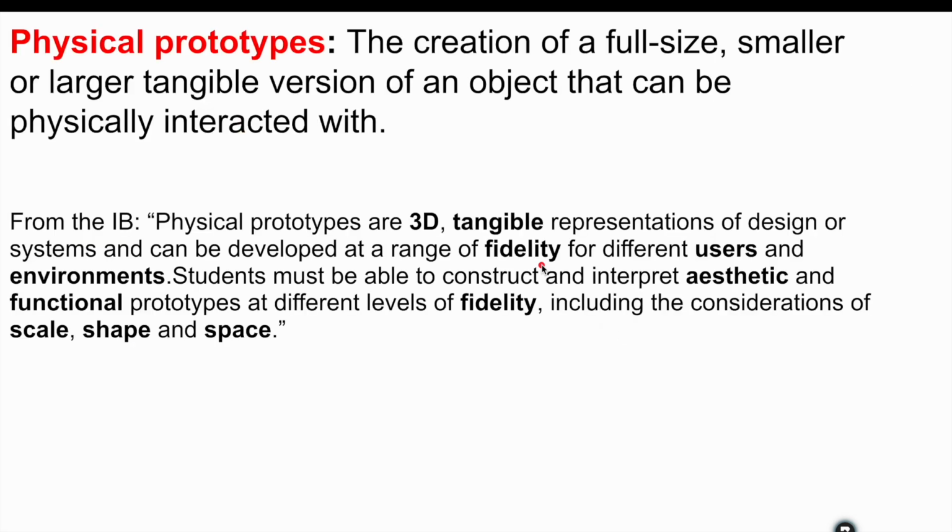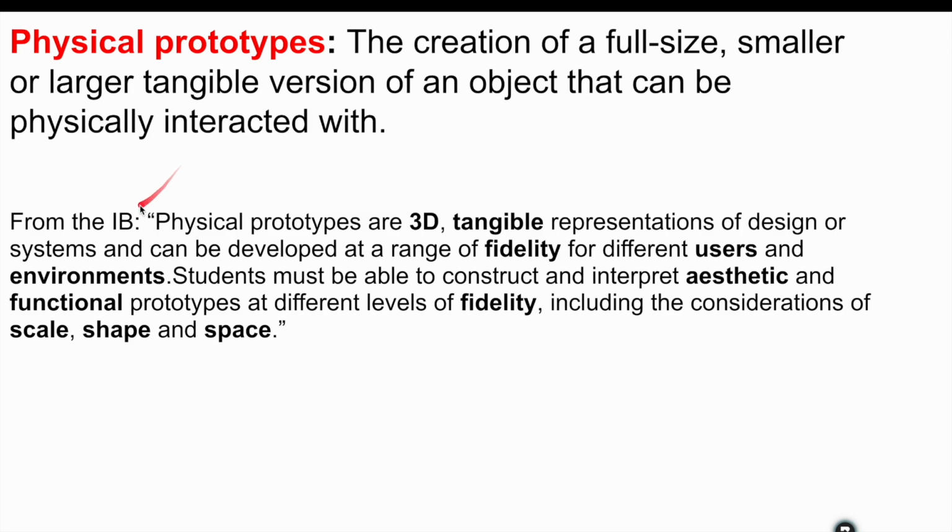Now, when we talk about physical prototypes, this is the creation of a full-sized, smaller or larger tangible version of an object that can be physically interacted with. And that is very important when we're talking about physical prototypes. They can be physically interacted with. And this is an important part of why you want to choose physical prototypes as part of your iterative design cycle.